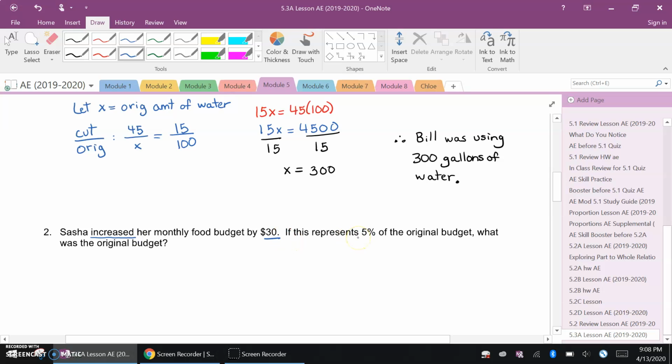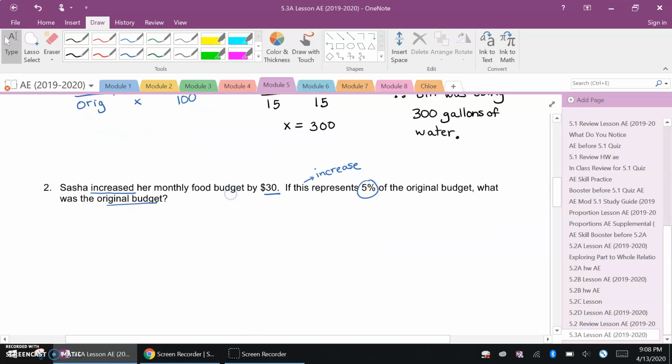If this represents, when it says if this represents, that's talking about the increase. So sometimes writing the word increase there can be really helpful. And then we have 5% of the original budget. How much was the original budget? So in the question, it's telling us what our let X will be. So we're going to let X equal the original budget. And then for our word ratio, since we keep seeing increase and then we have original, those would be some good descriptors to use for our word ratio. So we have our increase over our original budget.